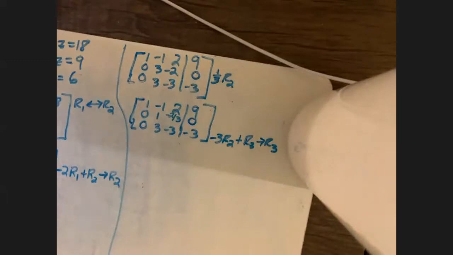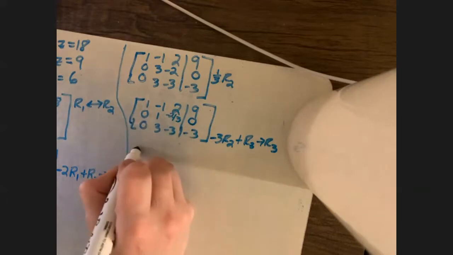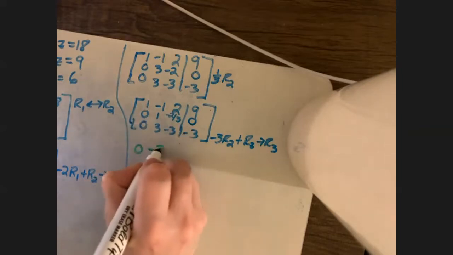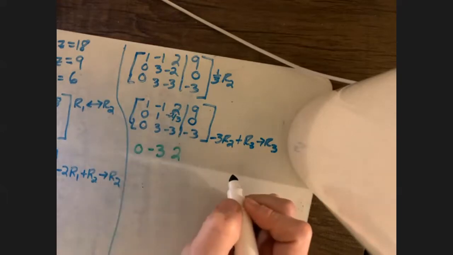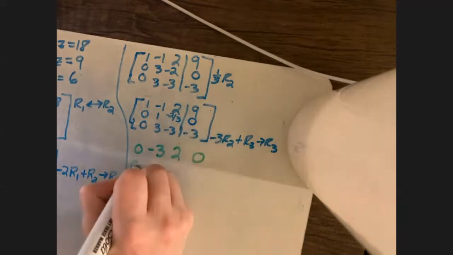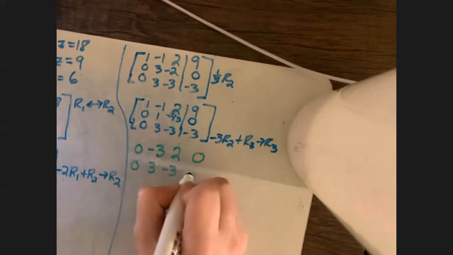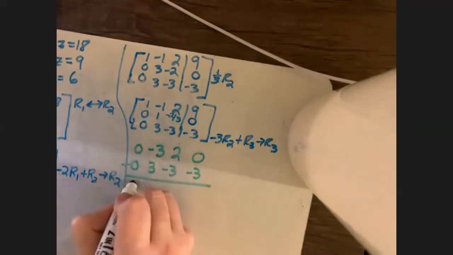Now, when I show you this multiplication, you're going to go, oh, I see why you did it that way. Enlightenment is fixing to come. So -3 times the second row. That's going to be 0, -3, +2, negative turns positive, and 0. Then 0, 3, -3, -3. And we're going to add.